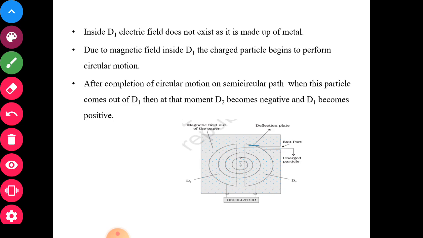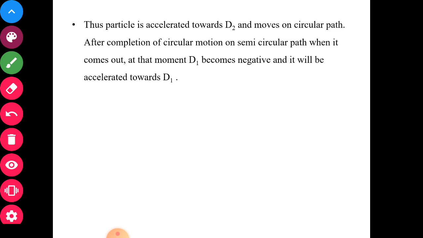Okay, and whenever this particle is accelerated towards D2, it moves in a circular path inside D2. After completion of the circular motion on the semicircular path, when it comes out, at that moment D1 becomes negative and D2 becomes positive. So it will be accelerated towards D1.